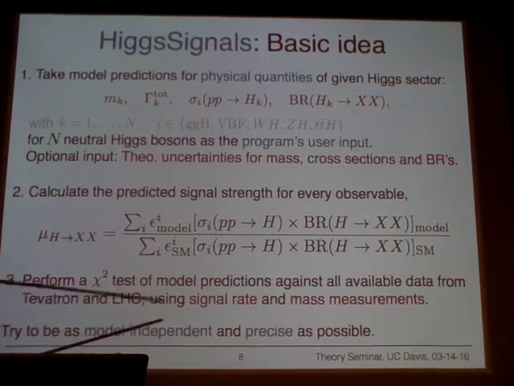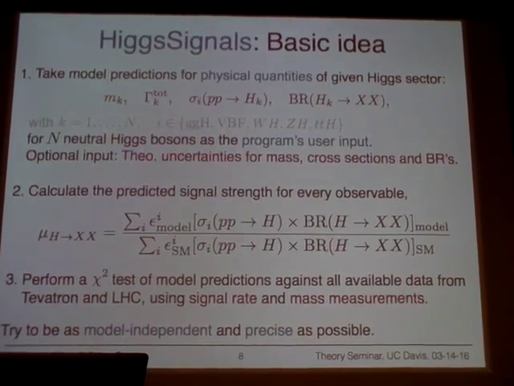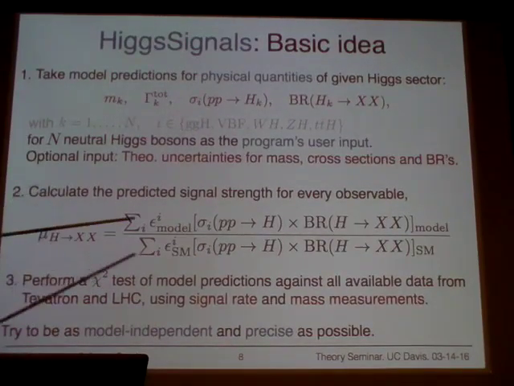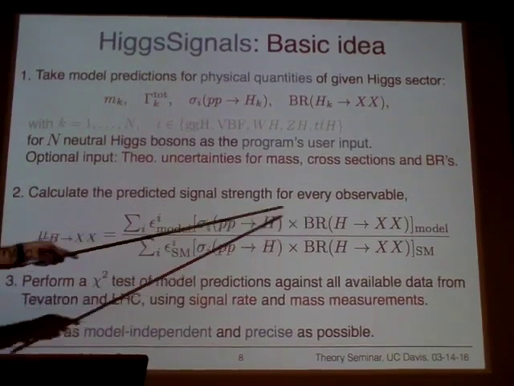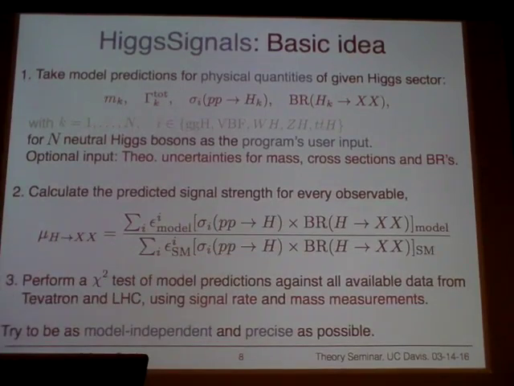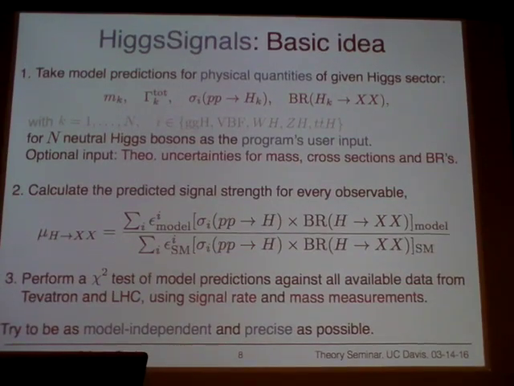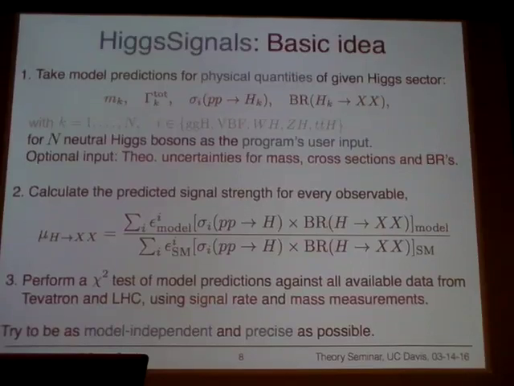Okay, and then the last step, it just performs this chi-square test. And as I said, through this framework we try to cover as many models as possible, so it's a model-independent implementation. The only model assumption here is just that we can factorize the cross-section and branching ratio through the narrow width approximation. And we try to be as precise as possible. So what does that mean?